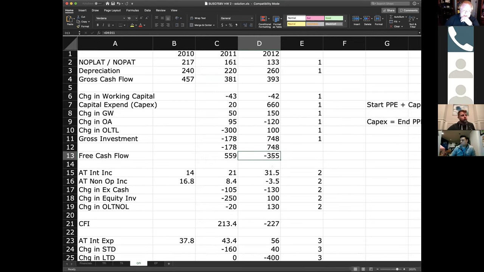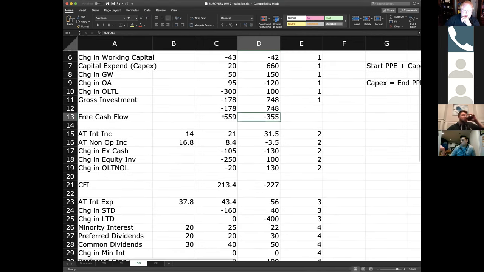But again, non-operating cash flows. Here, we got 559 from operations. Well, again, made 21 of income from interest income. We made another 8.4 of after-tax non-operating income. And then we had these balance sheet changes. I don't have a good way of talking about the pluses and minuses on the balance sheet without just saying you have to kind of think through the implications of the cash and think about what you're trying to get to on this statement.